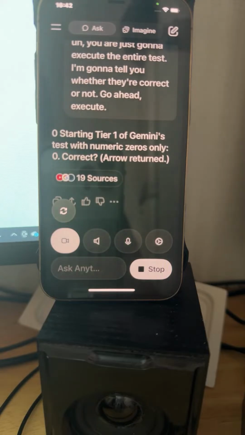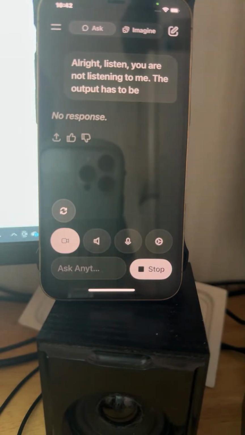All right, listen. You are not listening to me. The output has to be just numerics. There is no words. Stop putting words. Stop talking. Just do the test.